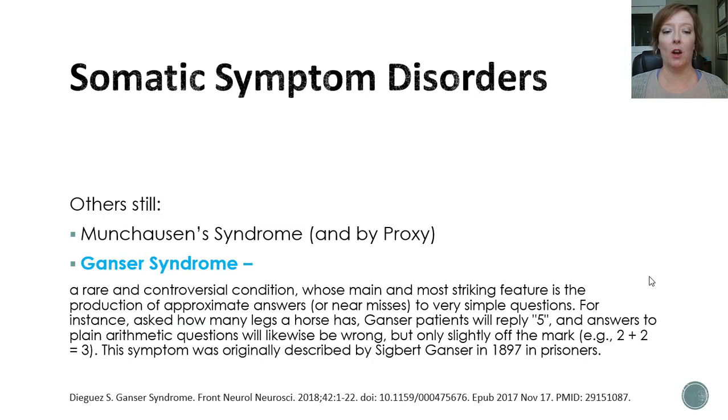Ganser syndrome is a rare and still controversial condition whose main and most striking feature is the production of approximate answers, or what we consider to be near misses, to very simple questions that should be very easy to answer for the patient. For example, when asked how many legs a horse has, a Ganser patient will reply 5, and answers to arithmetic questions will likewise be wrong, but only slightly off the mark. So, for example, 2 plus 2 might equal 3 according to a Ganser syndrome patient. The symptom was originally described by Sigbert Ganser in 1897 in prisoners.